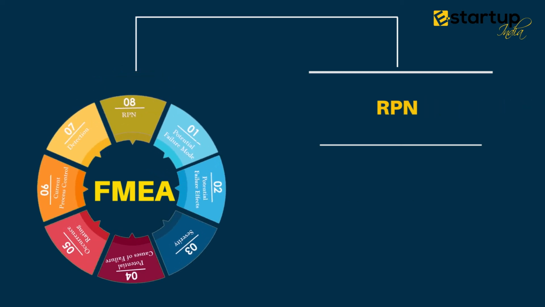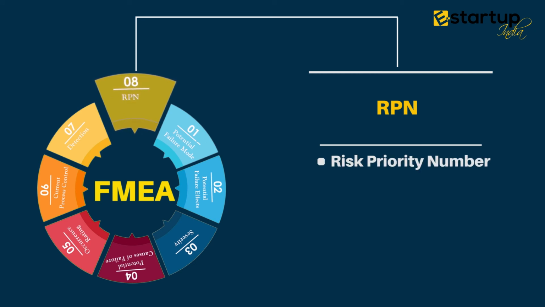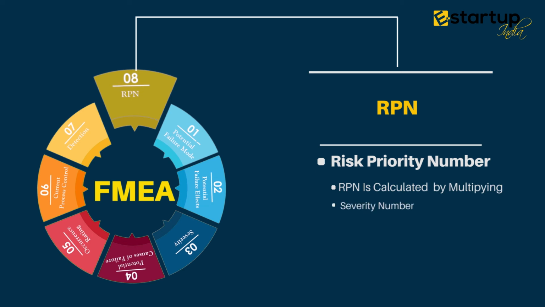Then there is a column of RPN. This is the risk priority number. As we studied before, the risk priority number is the multiple of various numbers and is an indicator of overall risk, and it is used to prioritize items for action. RPN is calculated by multiplying your severity number, your occurrence number and your detection number.